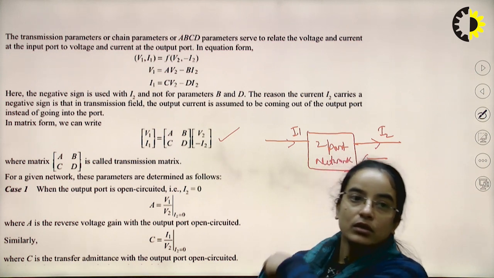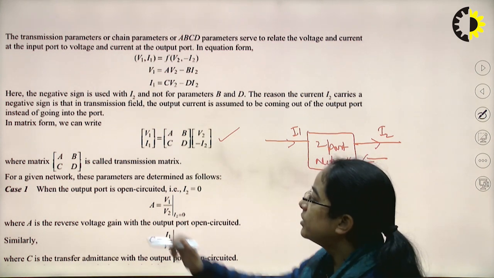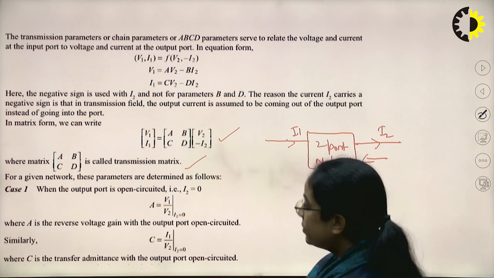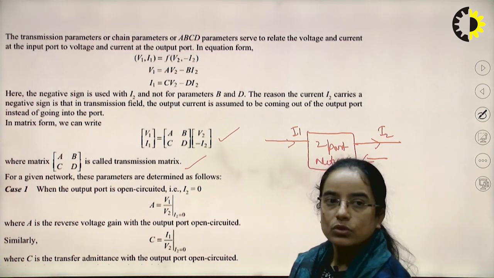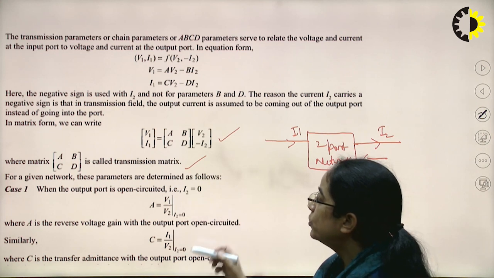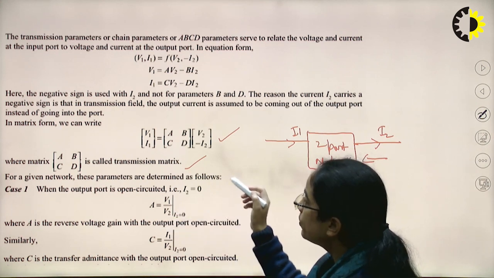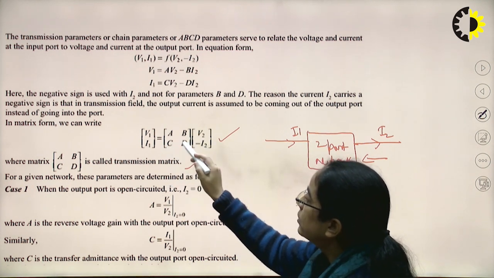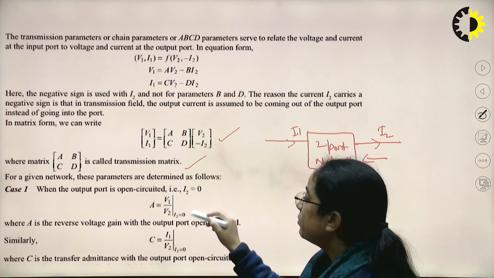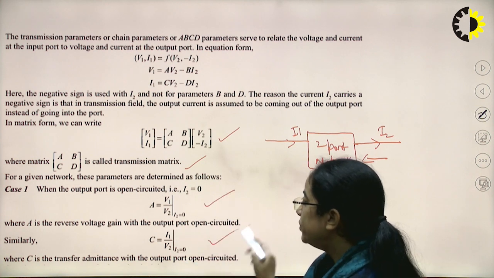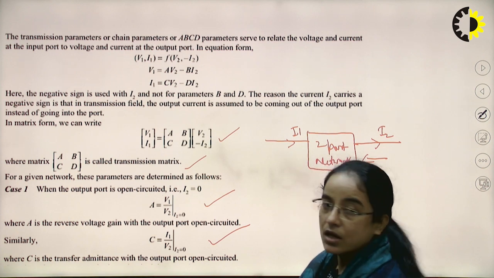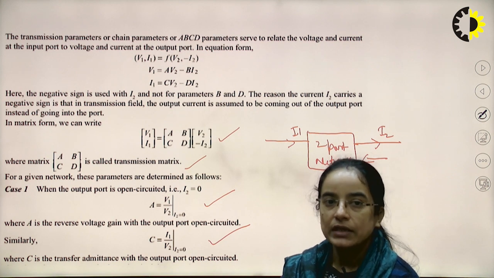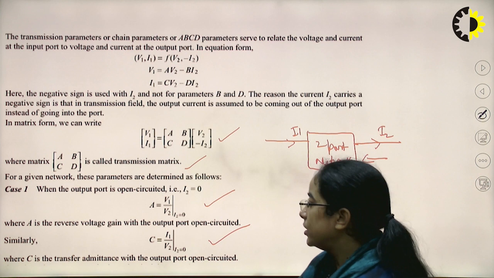So here the matrix ABCD is called the transmission matrix. For the given network, these parameters are determined as follows. When the output port is open circuited, that means I2 is 0, we can calculate A and C. A will be V1 by V2 when I2 is 0, and C will be I1 by V2 when I2 is 0. A is the reverse voltage gain, and C is the transfer admittance. The condition is that the output port is open circuited.